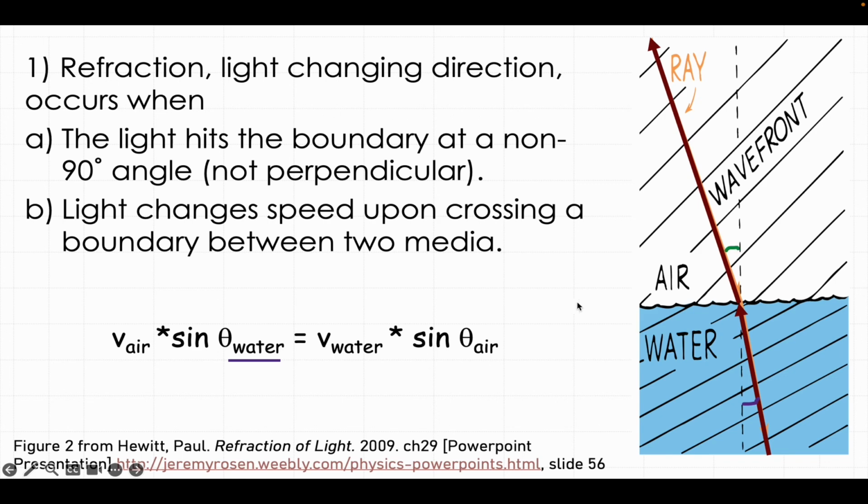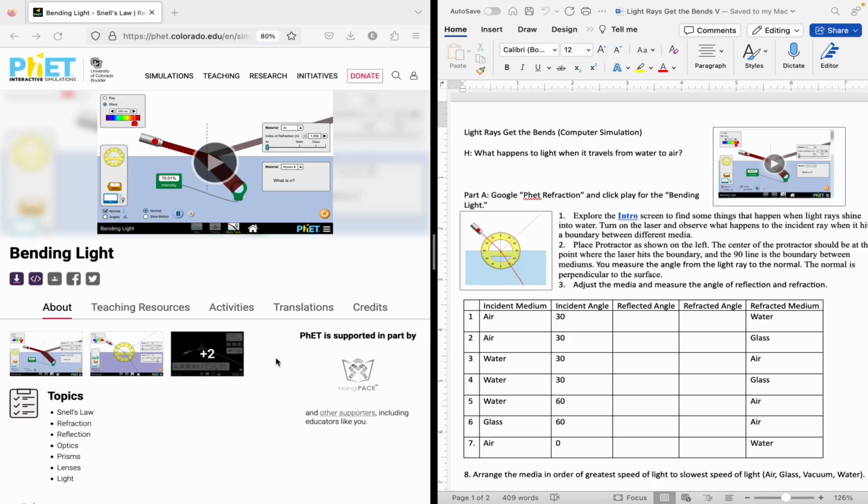And then we would measure the angle of the ray from the normal, that perpendicular line, to the ray in the air, and insert that in our equation. One of the labs that I would have students do to practice calculating speed or angle in refraction would be using the simulation from PhET, Physics Education and Technology. This interactive is available on their website.